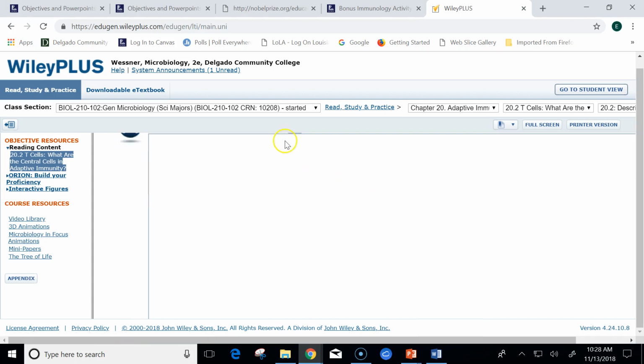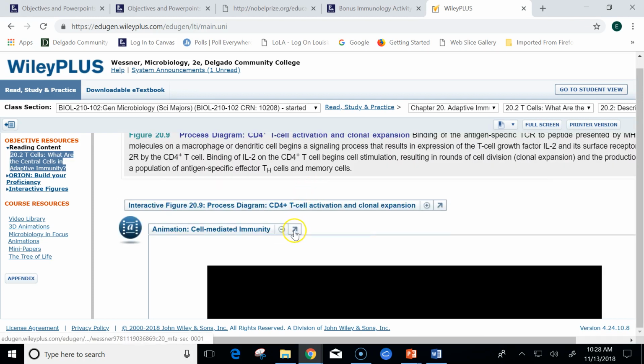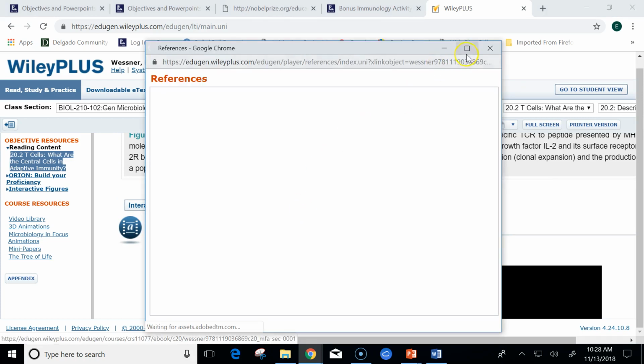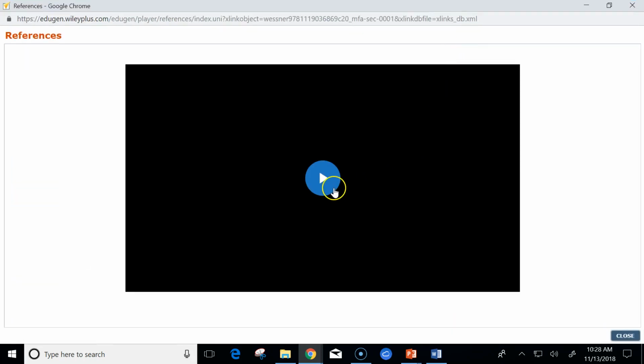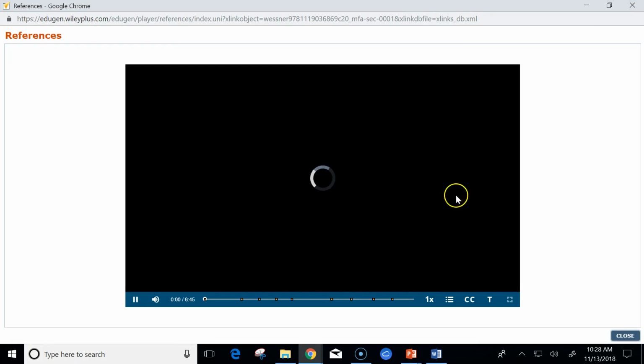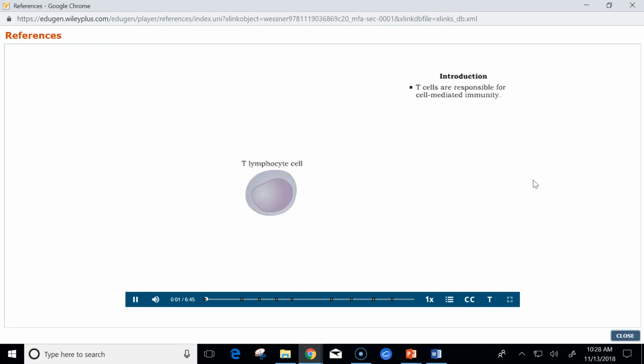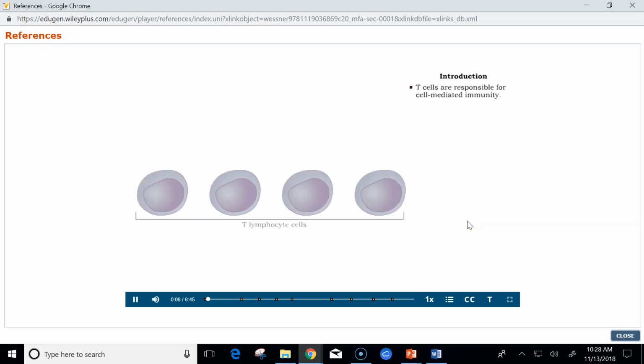So let's see, we'll pull it out. I think if you do this, it goes big screen, right? Yes. The arrow means big screen. Cell-mediated immunity. This one's somewhat interactive. Of course, I still haven't figured out how to get the damn audio to work in this room.